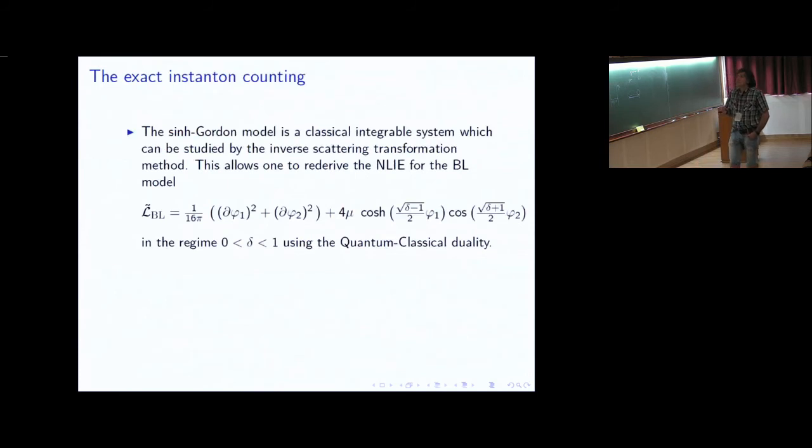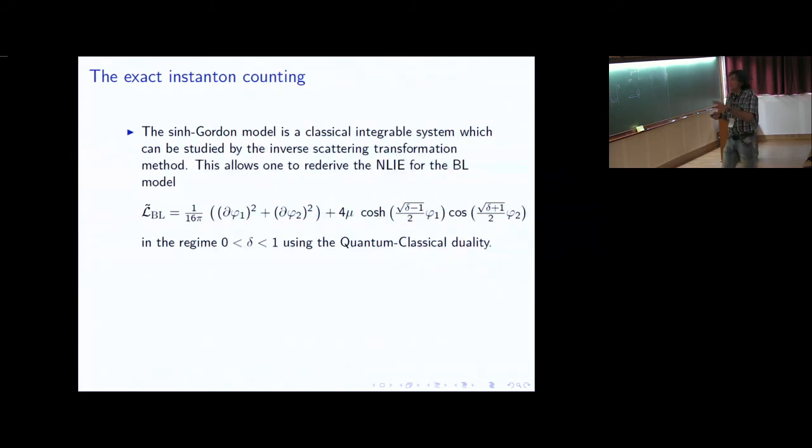Okay, so the idea is now, we can find these Bethe ansatz equations, and this is our action, but it works for the weak coupling domain, right? So it's the Bukhvostov-Lipatov regime, when this coefficient, actually cosine, is such that delta is smaller than one.